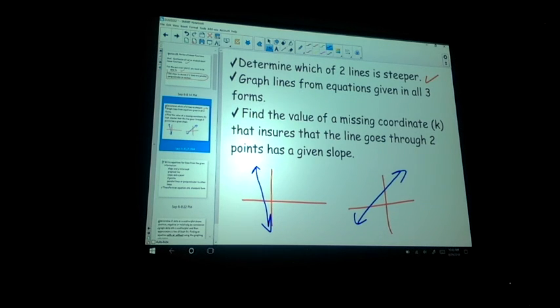Graph lines and equations in all three forms. So are we okay with y equals mx plus b? Are we okay with ax plus by equals c? That's where I use the cover method. And then the last method is using the point slope, y minus y1 equals m times x minus x1. So we have to use all three of those, and there'll be some examples we'll take a look at as well. And then we'll have to find the missing coordinate k that ensures that the line goes through 2 points, has a given slope. So we're using the slope equation. But I do have some examples of those that we'll hit upon, okay? May I move on?